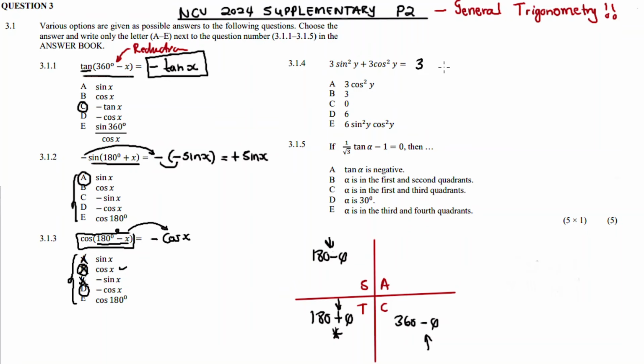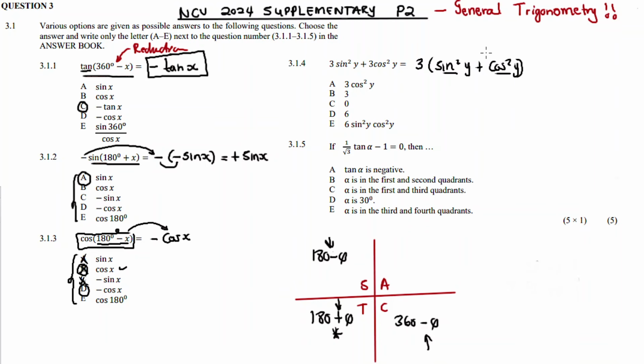So we're going to start off by taking out the common factor, which is 3. So this is sine squared y plus cos squared y. This is what remains inside the bracket after taking out the 3 as a common factor. So sine squared plus cos squared.